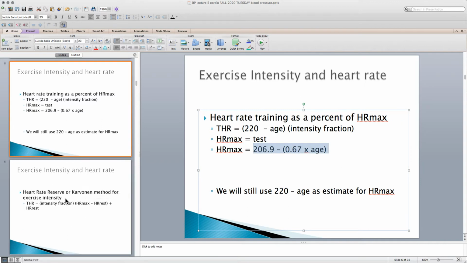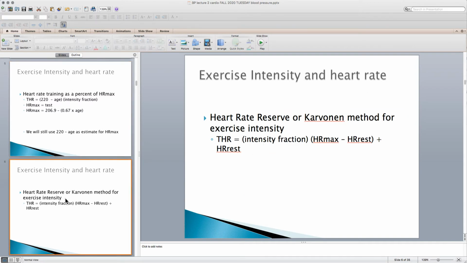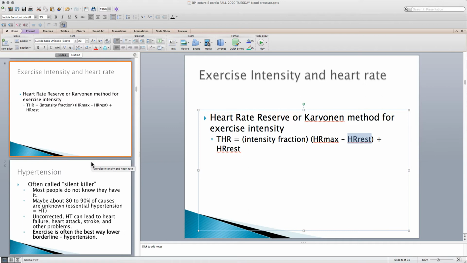There's also another equation with this, but 220 minus age is so simple to remember, and for the most part, that's adequate. That other equation, the heart rate reserve, also called the Karvonen method, takes max minus rest, so it gives us additional information about the person's resting heart rate. And all of that is times the intensity fraction, and this is typically a different intensity based on ACSM guidelines. Then resting heart rate is added back to that calculation. So it can be a little bit more accurate by knowing the person's resting heart rate.